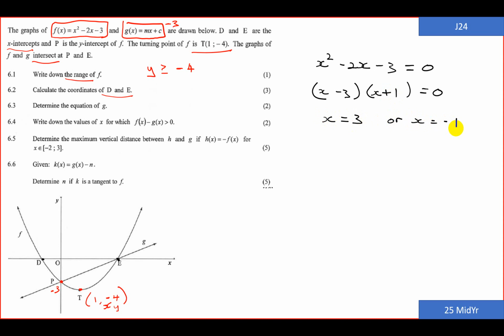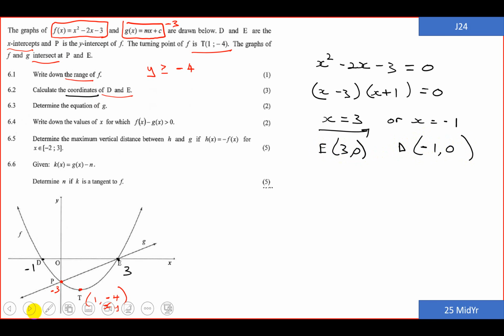And you can see from the graph, 3 being positive means that E would be 3 and D would be minus 1. The question said coordinates, so we need to write in coordinate form. E is the point (3, 0). And D is the point (-1, 0). And there we have our E and D. Moving on to the next question.